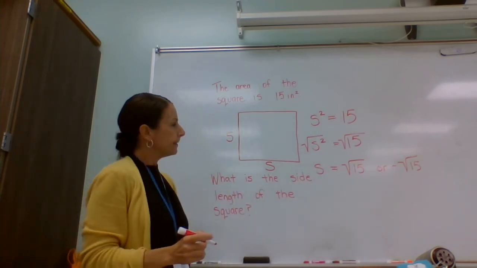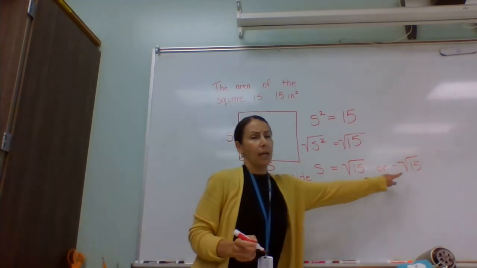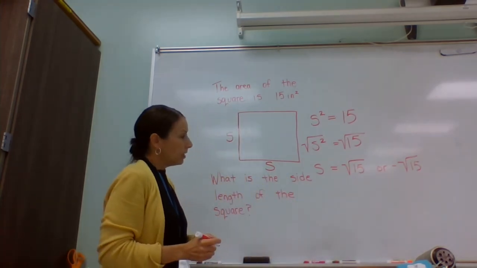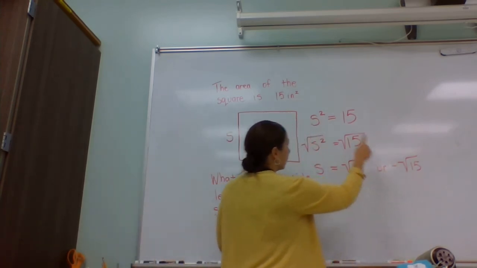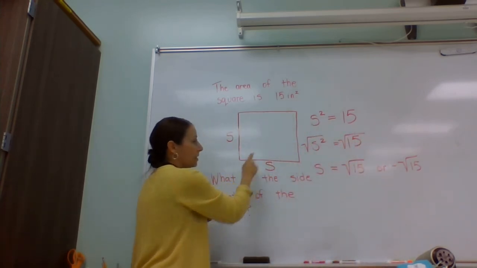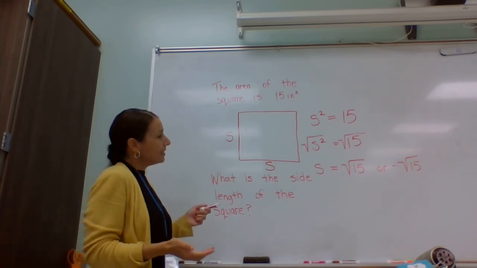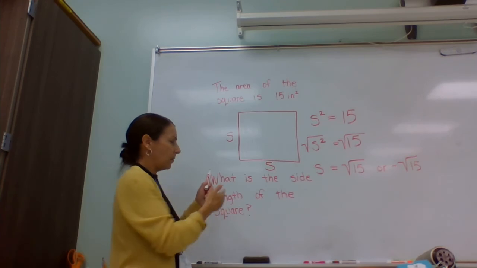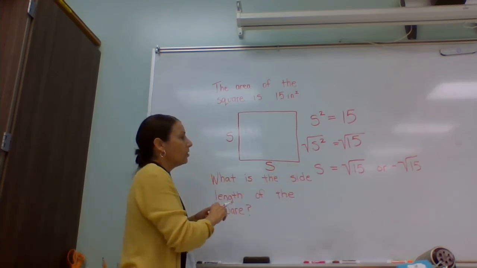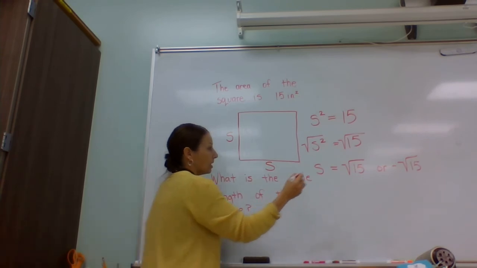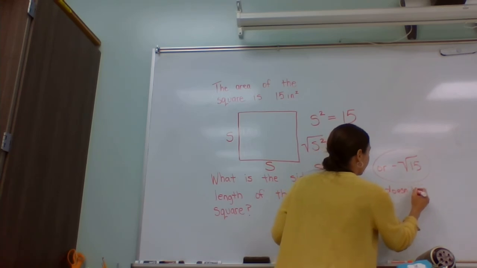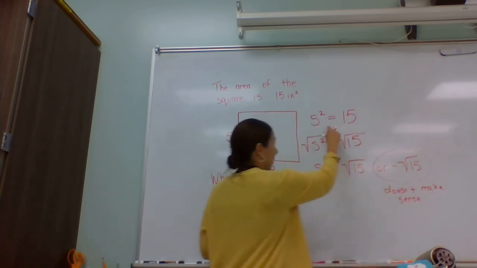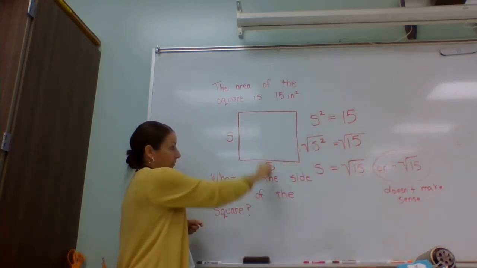But wait, one of those makes sense in this problem and one of them doesn't. Because this is a real world problem, while both of these answers satisfy this equation, they both can't be the side length of a square. The reason is that the side length of the square can't be negative. Length of something isn't going to be negative. So in this particular case, this one doesn't make sense. So while it's a solution to the equation, it doesn't make sense as an answer to the problem.